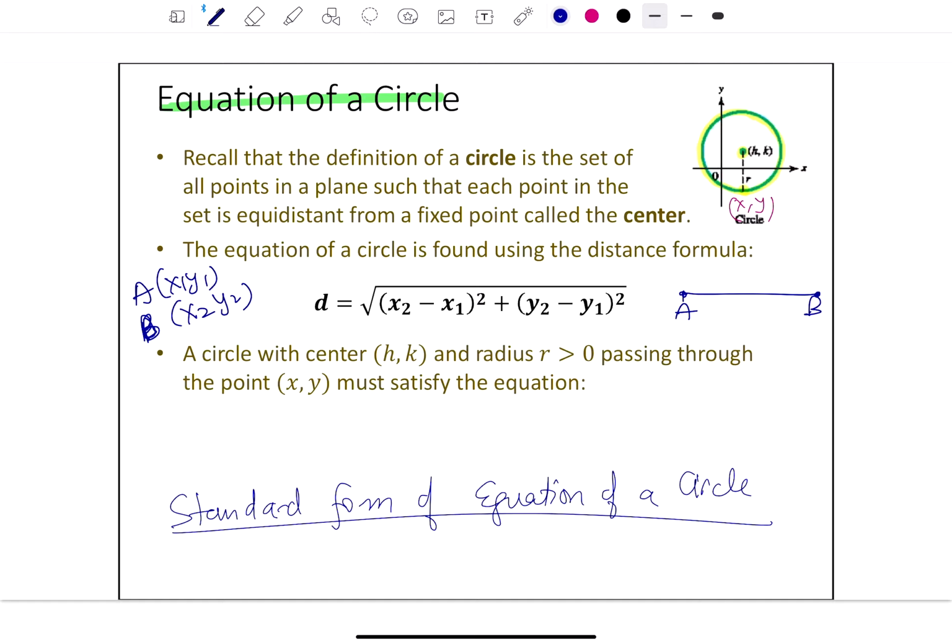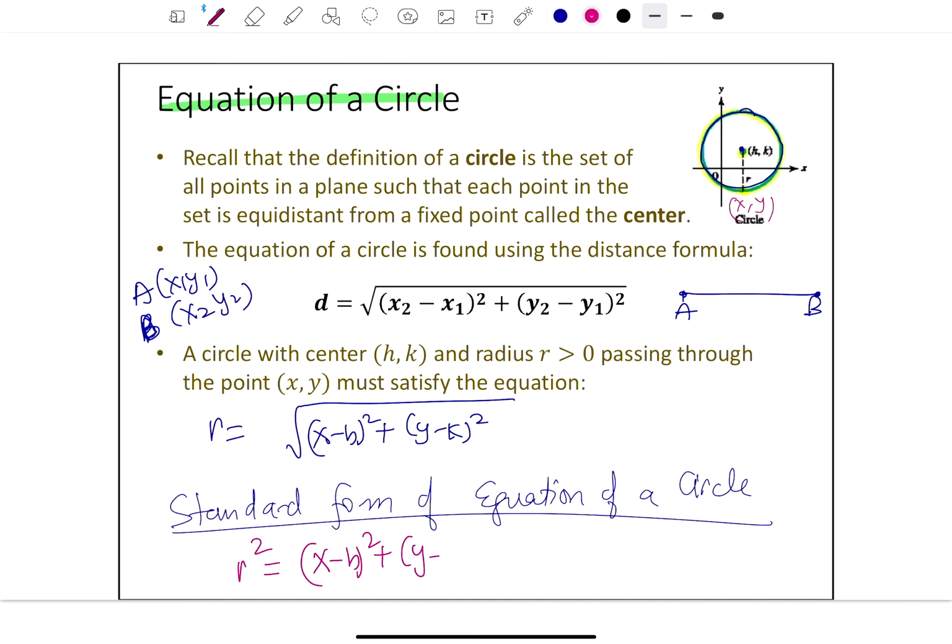So a circle has its center at h, k, and x, y is any point on the circle. Then using the distance formula, we can say the radius r, the distance between the center h, k and any point x, y on the circle, is given by the square root of x minus h squared plus y minus k squared. And if we square both sides, we get the equation of a circle in standard form, which is r squared equals x minus h squared plus y minus k squared.